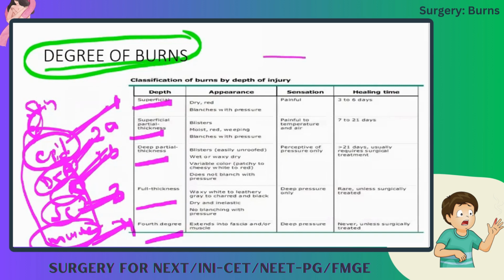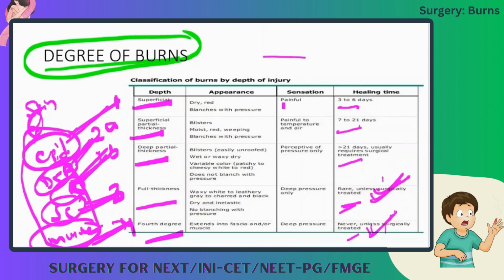This table also you can just memorize afterwards. See, healing time is given here: 3 to 6 days, 7 to 21 days, more than 21 days, and it is rare. So it is surgically corrected. Both are surgically corrected. This is taken from a plastic surgery book. So it is exactly what is being asked. It is there in this textbook, in this para.